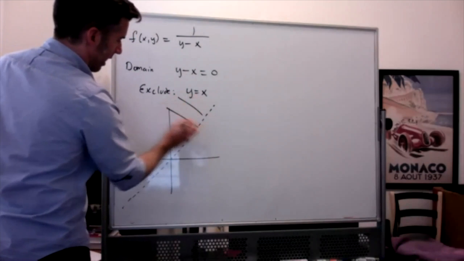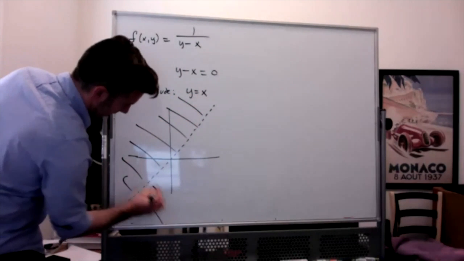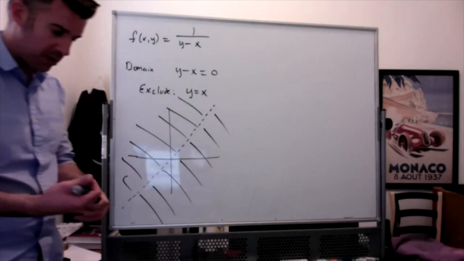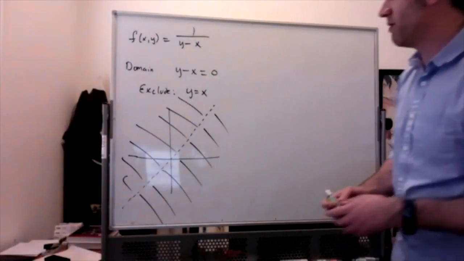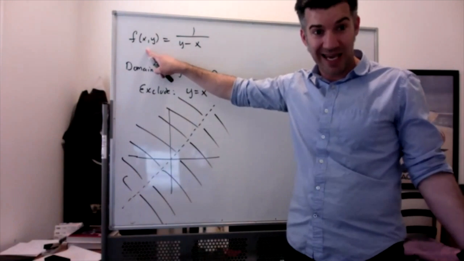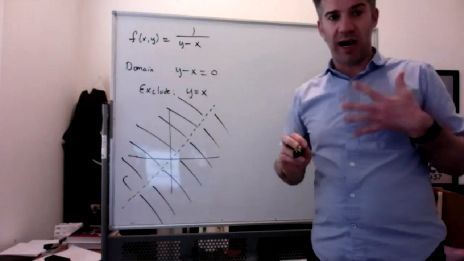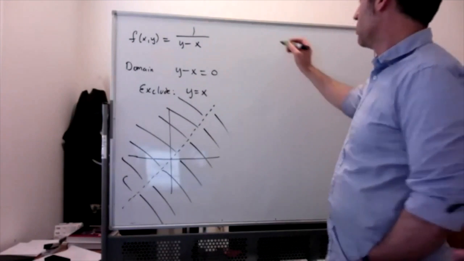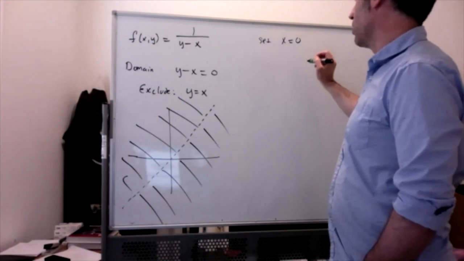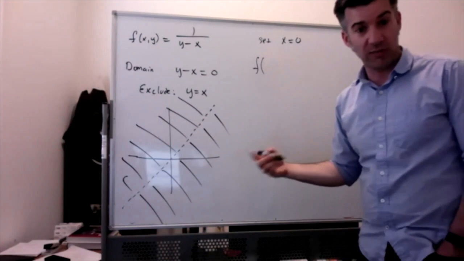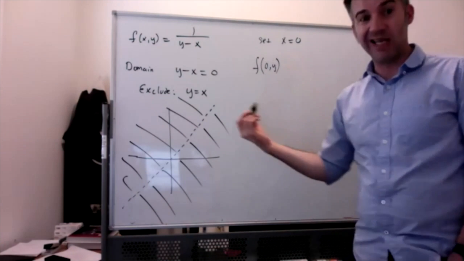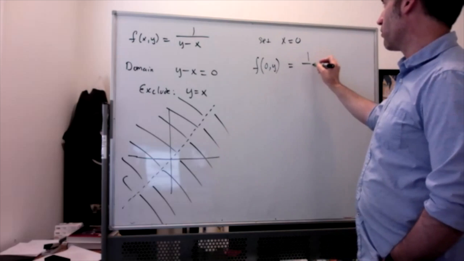So my domain would be everything except that line. What about the range? Again, we need to think about what z values or function values we can attain. I'm going to set x equal to 0 to make it easier to think about. When you pick a value for one of the variables, we can write this as f of 0 comma y, because we're setting x equal to 0. That's just going to be 1 over y.